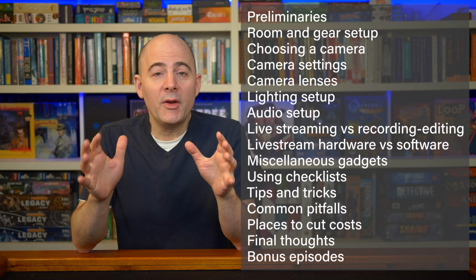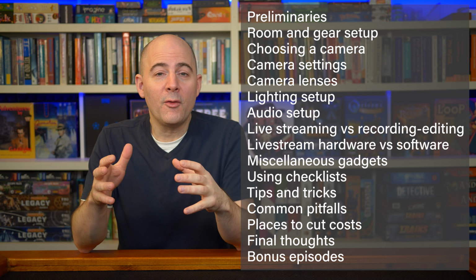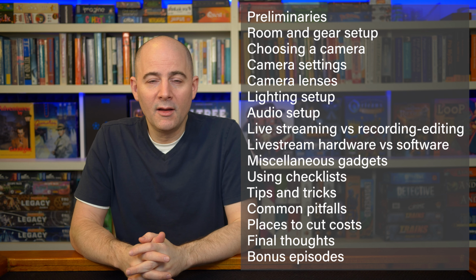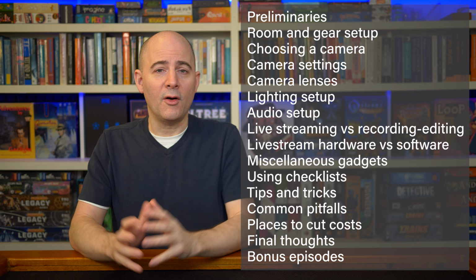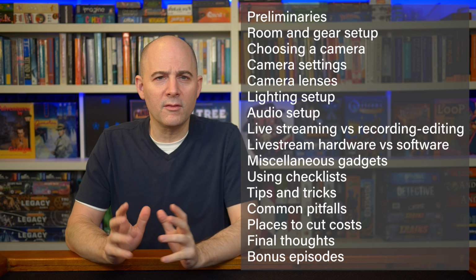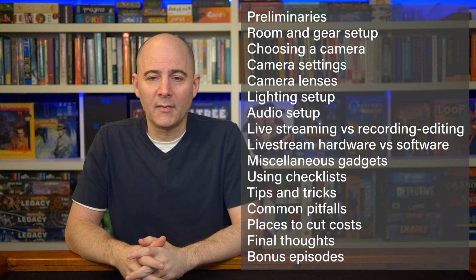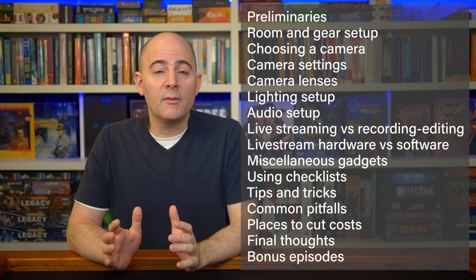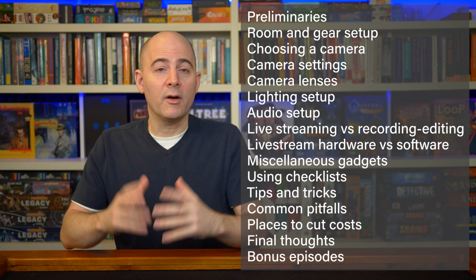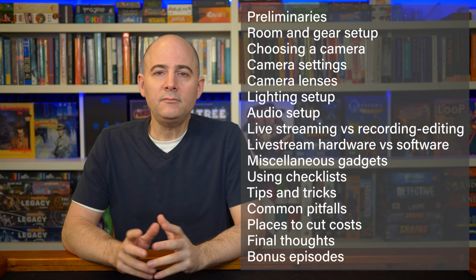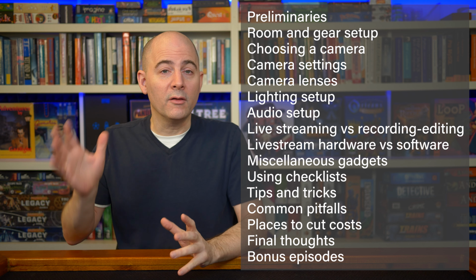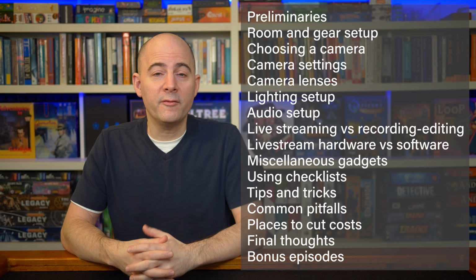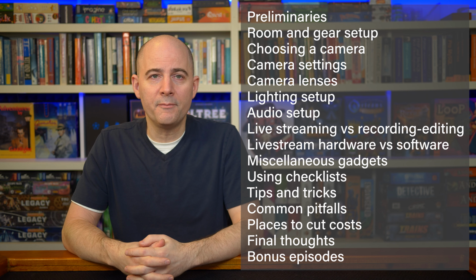Let's begin with an outline of the course. I'll start with some preliminaries, such as who is this course for and what will it cover. Then we'll talk about room setup, gear setup, with an emphasis on efficiency and working in small spaces and going for consistency. We will spend some time talking about choosing a camera and what are the features that are most important. Then we'll look at camera settings and getting the look you want, and we'll compare lots of different settings, and you can see how they affect the overall look of your video.